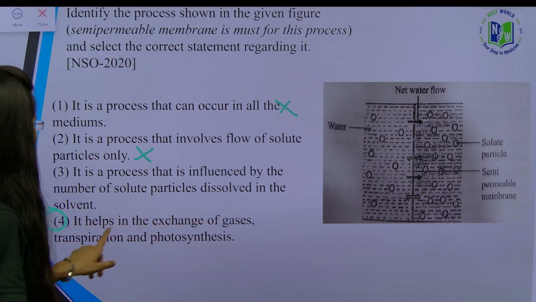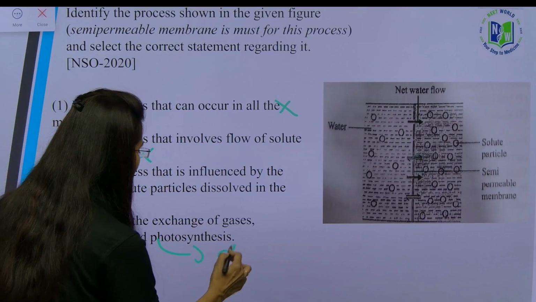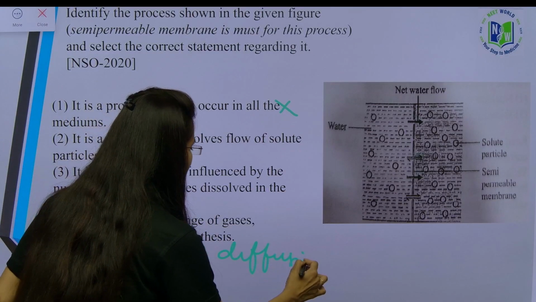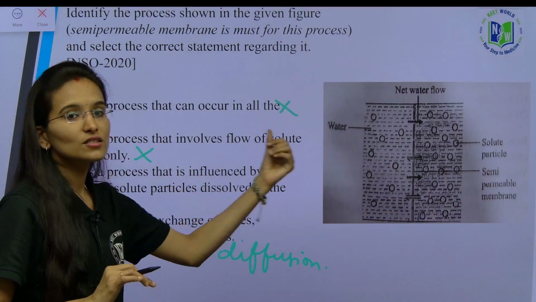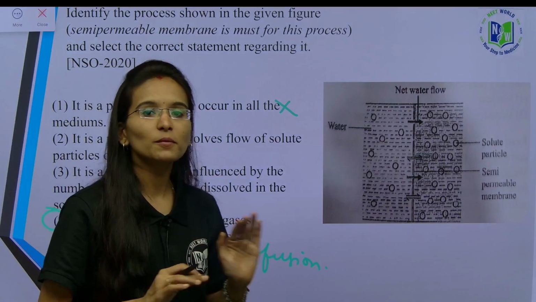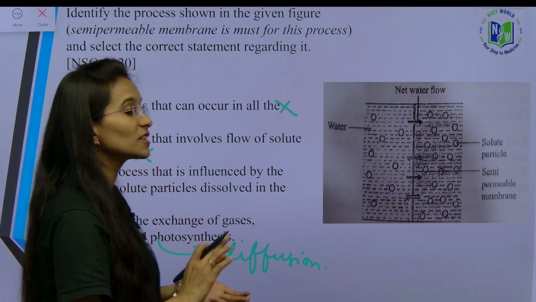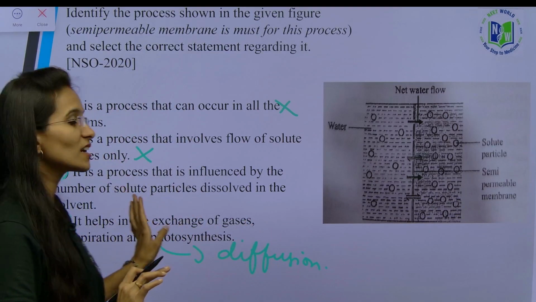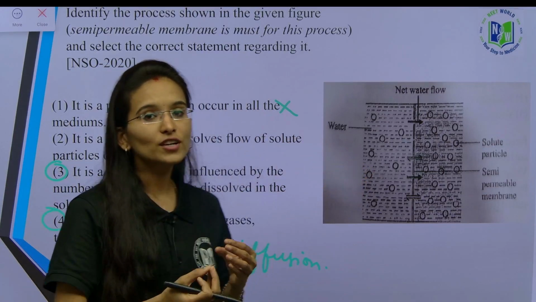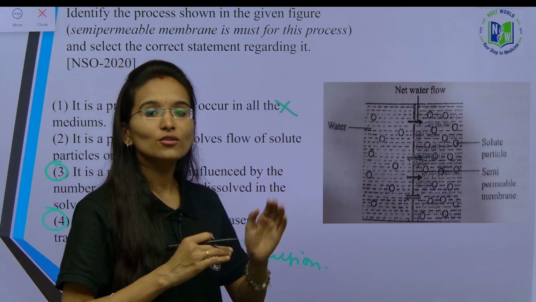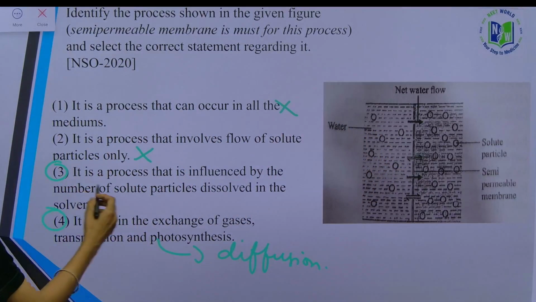It helps in the exchange of gases, transpiration and photosynthesis. Yes, this is a right statement, but it is related to diffusion. Here you need to apply the hint, the semi-permeable membrane, to solve this question. This is a right statement, but the semi-permeable membrane is absent. The right option is option 3: it is a process that is influenced by the number of solute particles dissolved inside the solvent. We study both solute and solvent transport mechanisms in osmosis. So option 3 will be the right option.